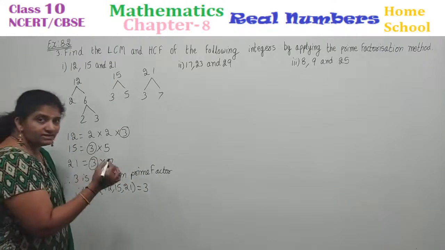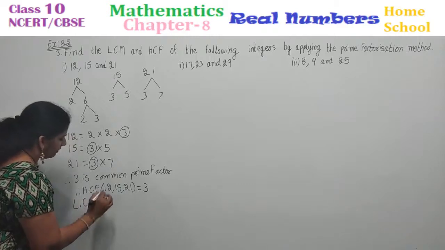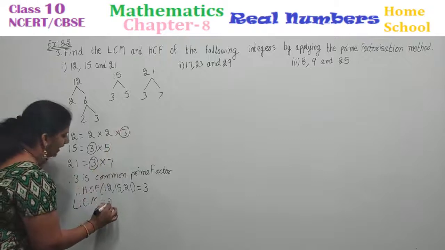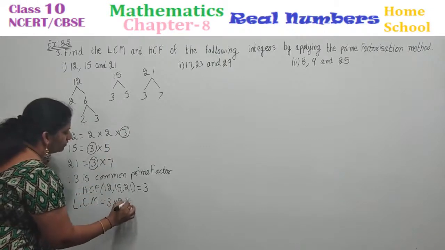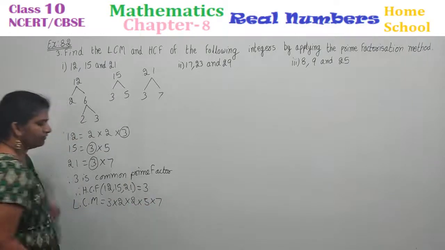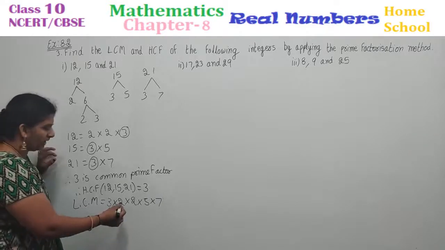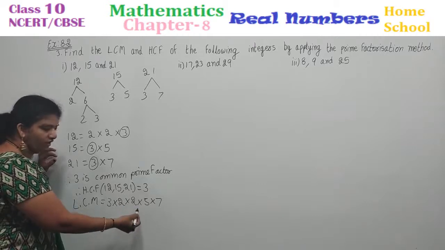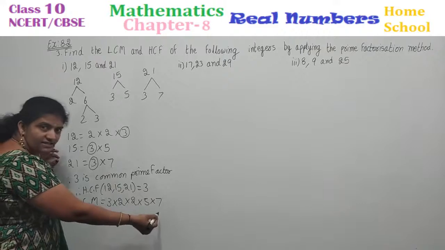They have asked us for the LCM also. LCM, least common multiple. So this 3, write one time and then write 2 into 2 and then 5, 7. Okay, now start multiplying here. How can you multiply? 3 twos are 6. 6 into 5, 5 twos are 10. 10 sixes, how much? 60.